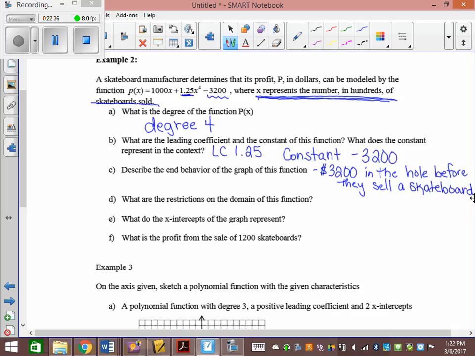Describe the end behavior of this graph. Is it ending up on the right or down on the right? Up. We're hoping it's going to end up. You guys, you're trying to make money, right? If it's ending down, the more skateboards you sell, the less money you make, which would be weird, okay? So it ends up on the right, which makes sense because you have a positive leading coefficient.